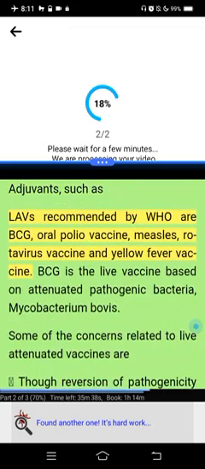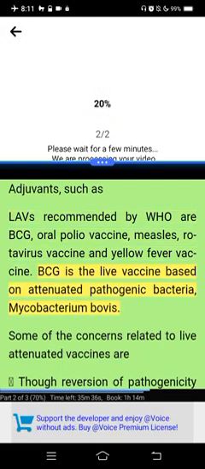LAVs recommended by WHO include BCG, oral polio vaccine, measles, rotavirus vaccine, and yellow fever vaccine. BCG is a live vaccine based on attenuated pathogenic bacteria, Mycobacterium bovis.